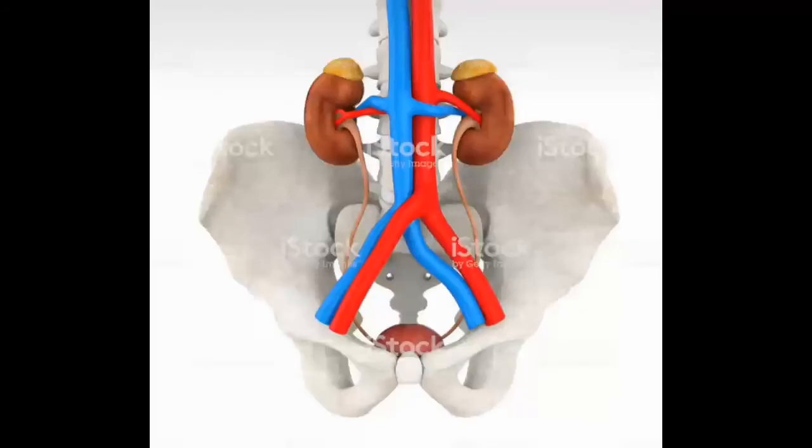First, let's talk about the urinary system. The purpose of the urinary system is to eliminate waste from the body, regulate blood volume and blood pressure, control levels of electrolytes and metabolites, and regulate blood pH. The urinary system consists of the kidneys, ureters, urinary bladder, and urethra.